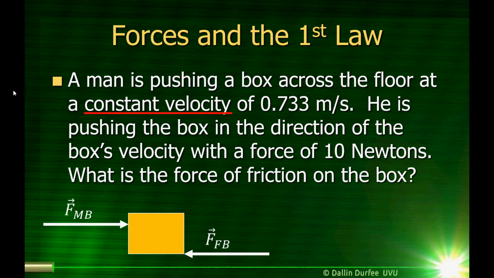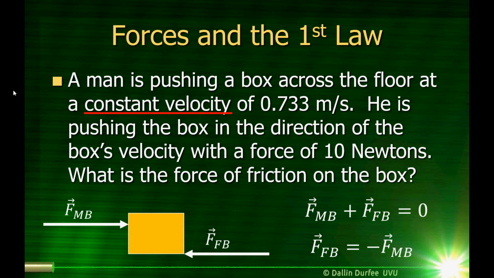And so it must be in the opposite direction, and it must be equal in magnitude such that the box has a constant velocity, such that there is no acceleration. So the sum of these two forces must equal zero. It has to equal zero because if there was a net force, then the box would accelerate and its velocity would change. So we simply solve that. The force of friction on the box is equal to negative the force that the man puts on the box. So negative 10 newtons, so 10 newtons in the direction opposite its velocity.